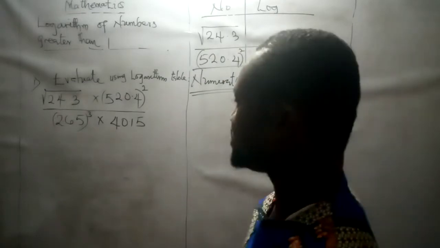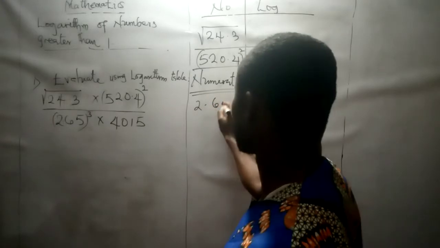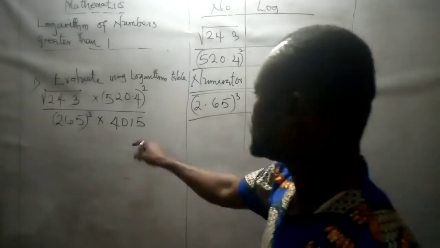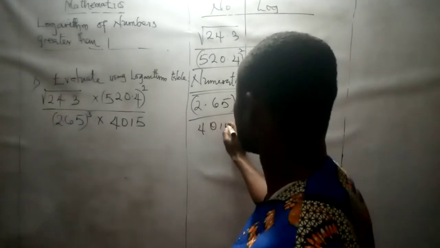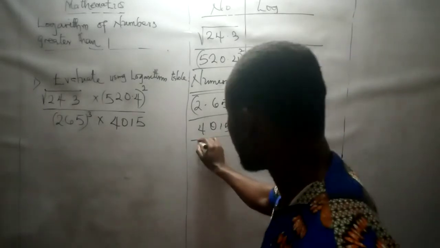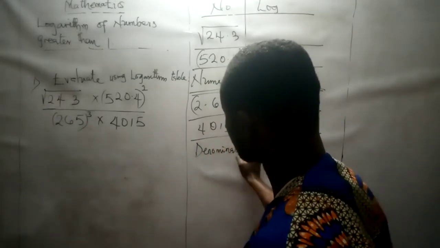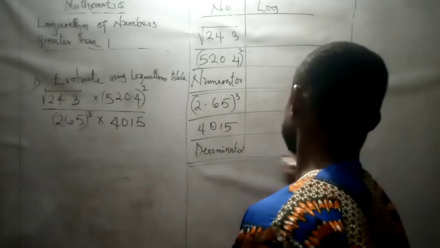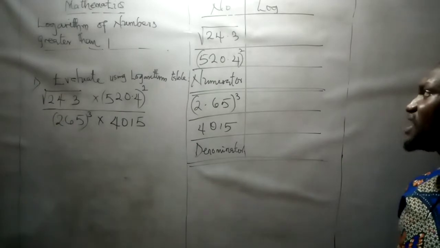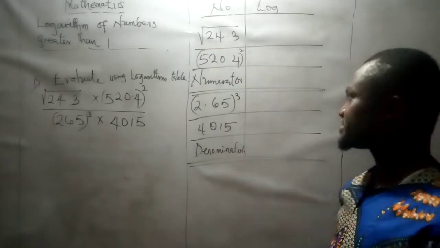Then, after which we look into the denominator, where we have 2.65 raised to power 3. Then we have 4015. Then after which we obtain the denominator. Now, let's start our solving. Now, to the first one, we have square root of 24.3.